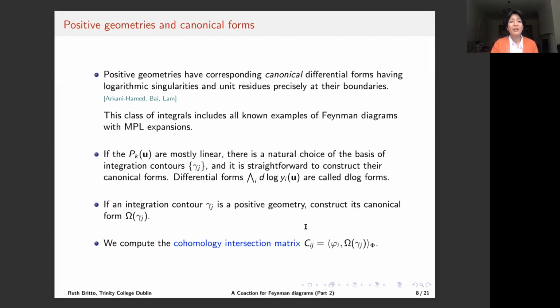If the polynomials are mostly linear, well, there are classes. If they're all linear, or if you have one quadratic polynomial and the rest are linear, or maybe a few other special cases that have been detailed in this paper, then there exists a natural choice of the basis of integration contours, and it's straightforward to construct their canonical forms. And these are called d-log forms. So now what we're going to do is, if an integration contour is a positive geometry, which is the big assumption we're making, take its canonical form, capital Omega, and what we will construct is the cohomology intersection matrix, this.